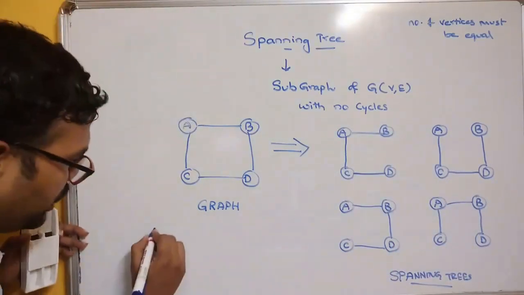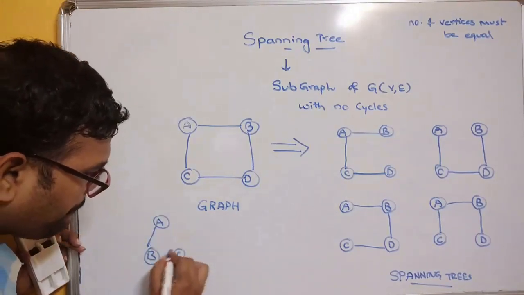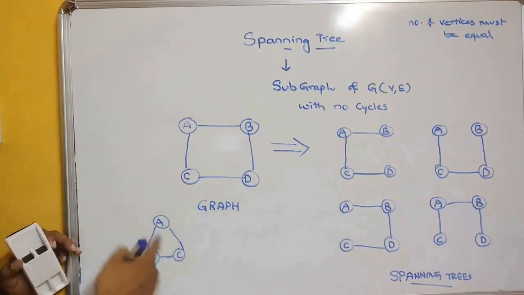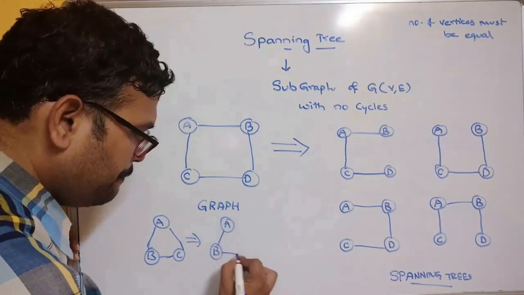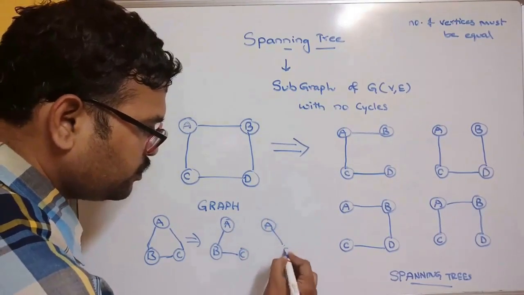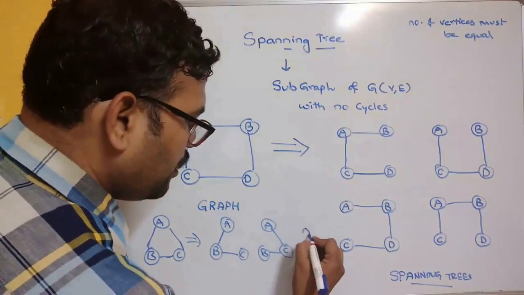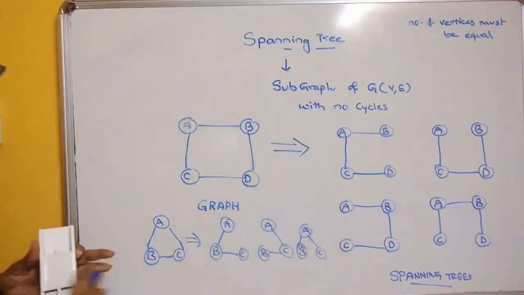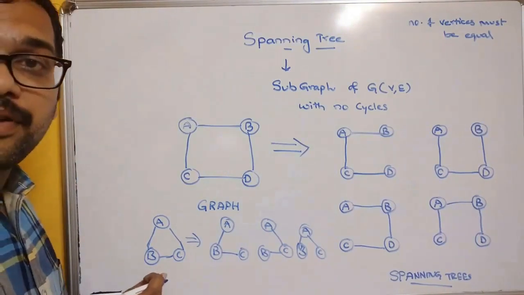And if you consider one more example, like a triangle shape. So this is a graph. We are having 3 vertices and 3 edges, so it's a graph. So this can be constructed as A to B, B to C, A to C, right? And A to B and C. So these are all the different possibilities of spanning trees that can be constructed from this particular graph, right?